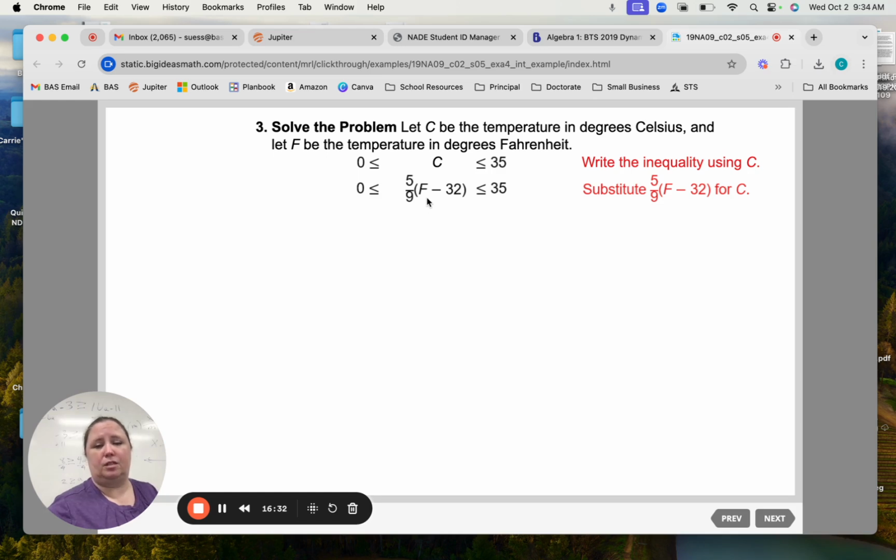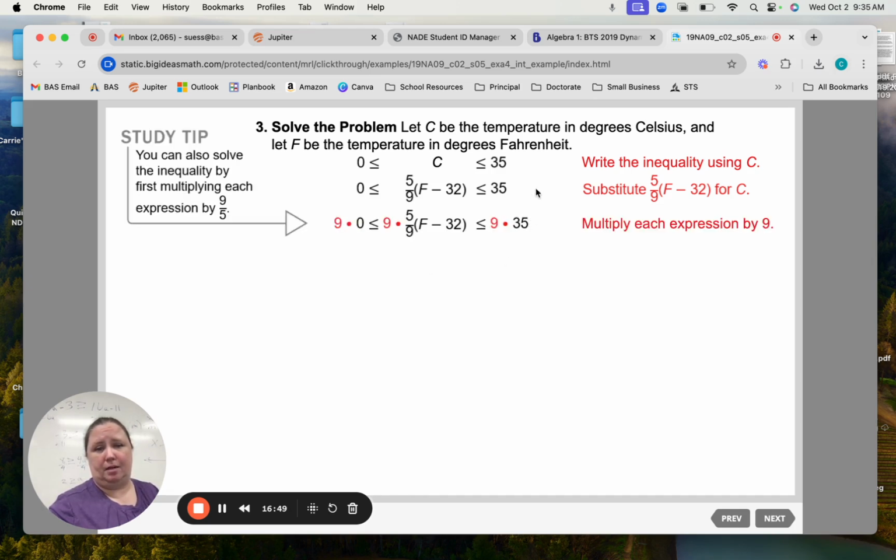So what's the first thing you should do? We're going to move the 5/9. Since it's multiplying, what would you do? Divide. But since it's a fraction, you actually flip it and multiply. So we're going to multiply the left side by 9/5 and the right side by 9/5. Left side's real easy because it's 0.